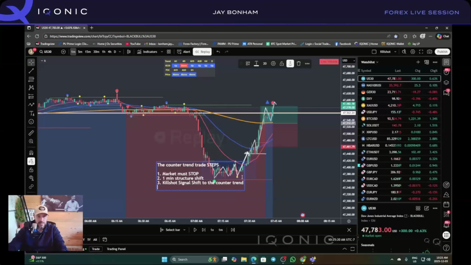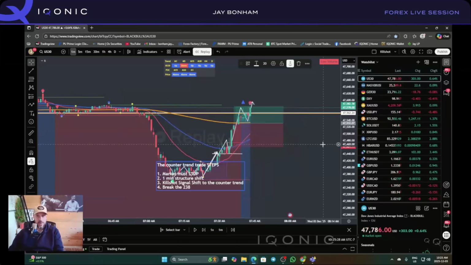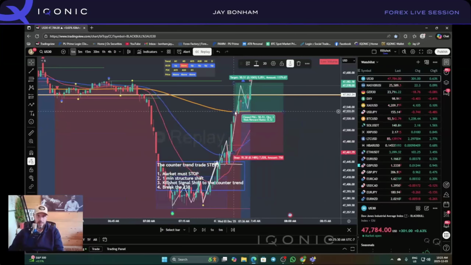And the last thing is we want to break the 238. Okay, that's the last thing for us to enter. We want it to break the 238. And you're probably going to need bigger parameters, and you're probably going to want to enter as it breaks the 238. Right? You would have been whipping it there and pulled back on us a little bit, shot up. And maybe you only got 10 pips out of this. Maybe you got 30. Maybe you got 50.